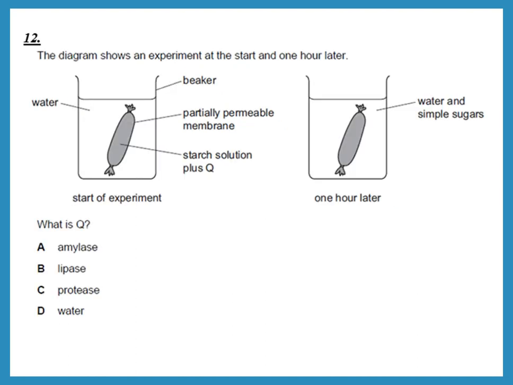The diagram shows an experiment at the start and 1 hour later. What we have inside is a starch solution, and it is changing into simple sugars. So if I put starch solution with Q and it changes into simple sugars, what is Q? Q must be the enzyme that breaks down starch. Which of these is the enzyme that breaks down starch? You should know that it is amylase. Remember, we said amylase breaks down starch into a smaller molecule called maltose.